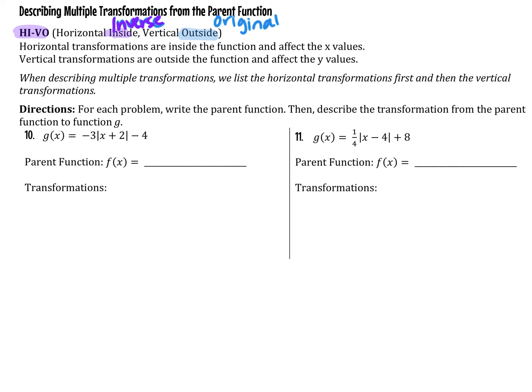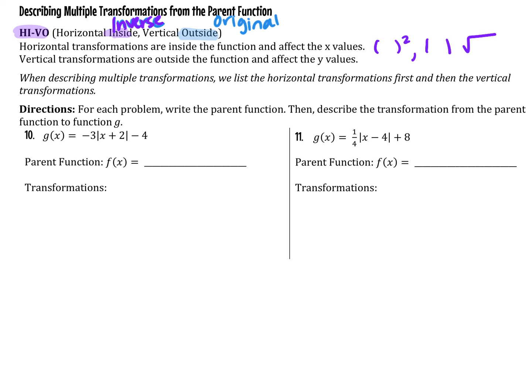So horizontal transformations are inside the function. So we're saying that means inside the thing that's being squared, inside the absolute value, inside the square root. All of those are transformations that are happening horizontally, as opposed to vertical things are happening outside of that square root, outside of the absolute value, outside of the squared signs. So just keep that in mind.